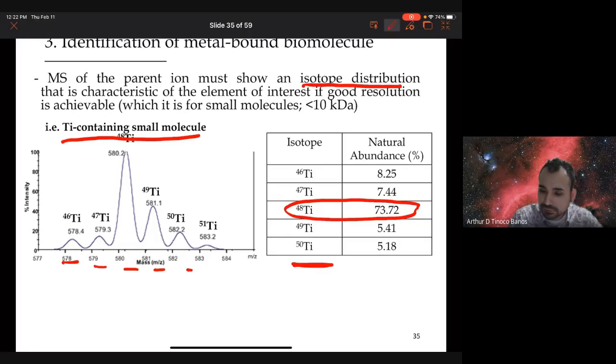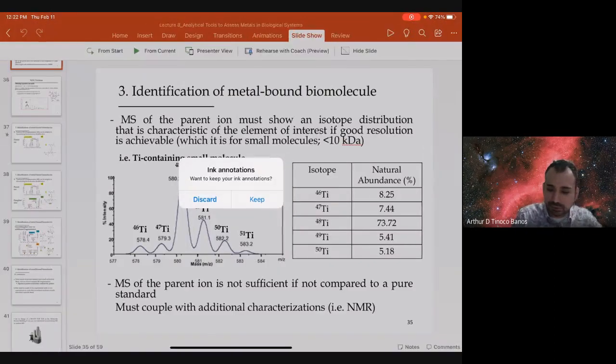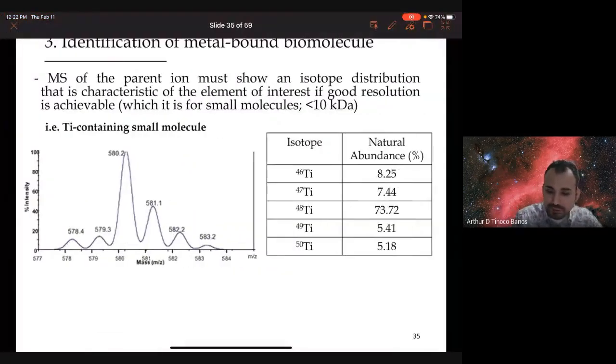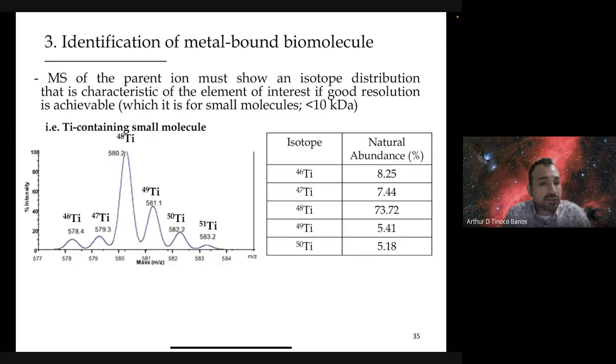Sorry about that, I'm going to discard and then start from current. Okay, so now we have our molecule of interest and we see the isotopes, and that will tell you that definitely has titanium in there. If you don't see this distribution, you do not have titanium, even if the mass by charge is correct.